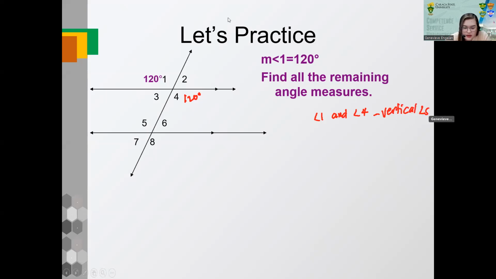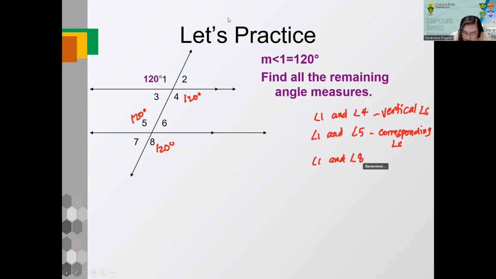Okay. Sunod, si kinsa pagid ang 120? Number 5. Anong angle 5? They are corresponding angles. Corresponding angles are congruent. Kinsa pagyod? Si 8, ma'am. Nganong makaingon man ta? Because 1 and 8 are alternate exterior angles.